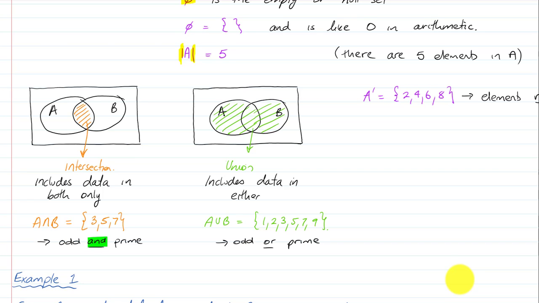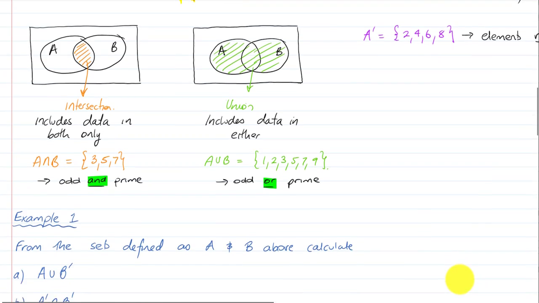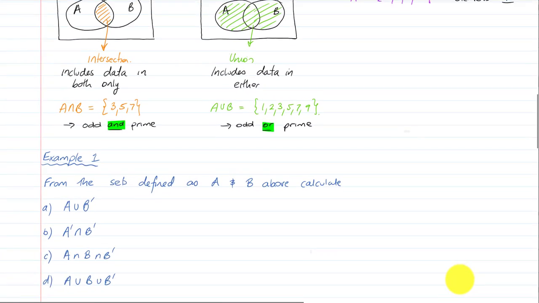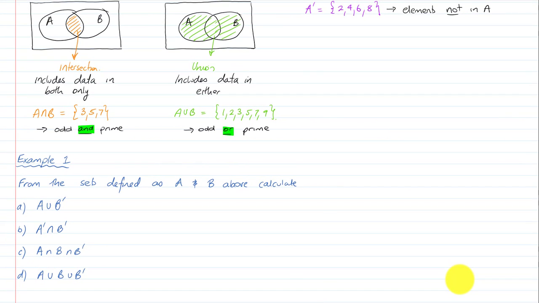So this language here is really important. And is associated with intersection, and or is associated with union. Now, the odd or primes are 1, 2, 3, 5, 7, and 9. So let's have a look at a quick example. And this is to do with sets A and B. From the sets defined A and B, calculate A and not B.